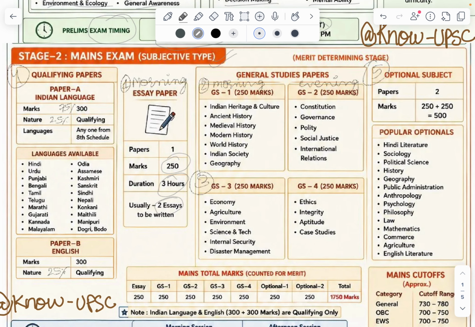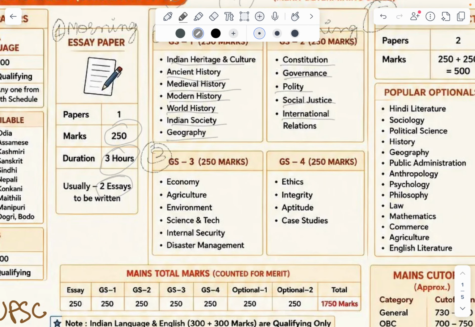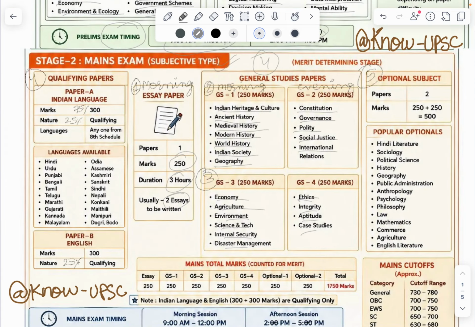Secondly, in GS studies there are 4 GS papers, all of 250 marks. GS1 subjects are Indian heritage, culture, ancient history, medieval history, modern history, world history, Indian society and geography. In GS2 you get constitution, governance, polity, social justice and IR. In GS3 you get economy, agriculture, environment, science and tech, internal security, disaster management. In GS4 you get ethics, integrity, aptitude and case studies.